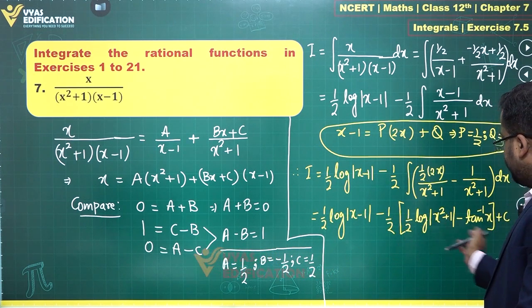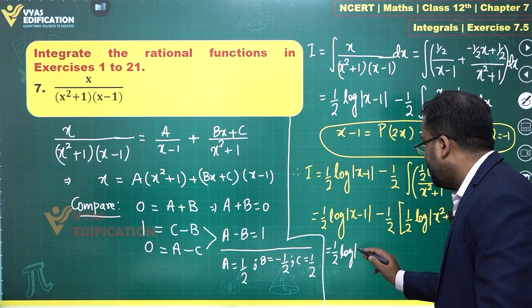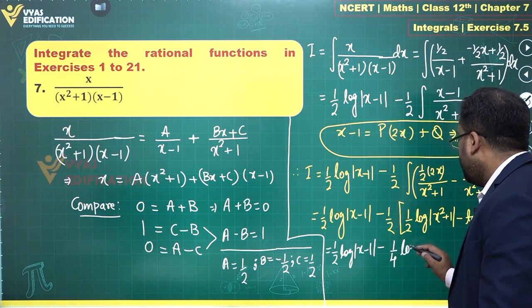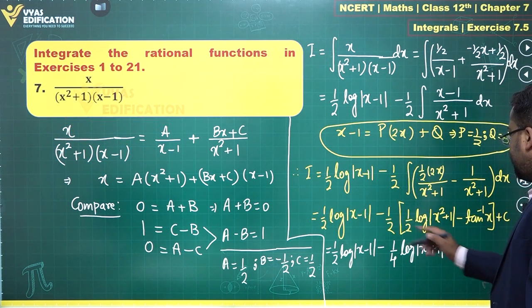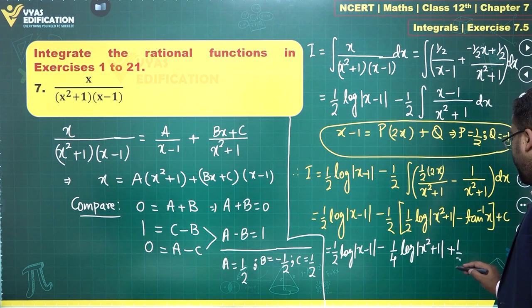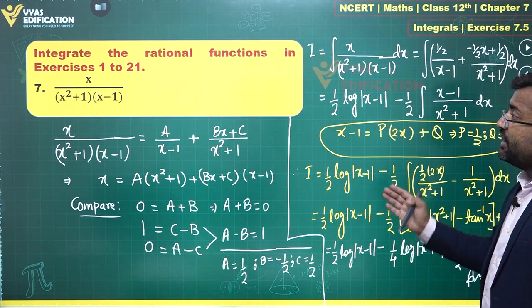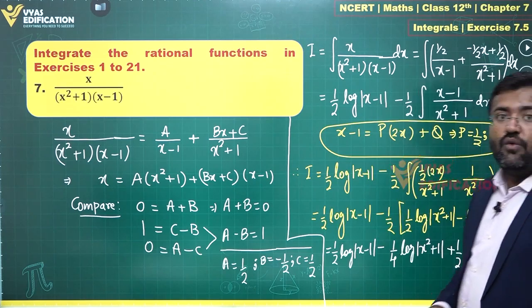Or you can just multiply this half inside and see this is half log of modulus x minus 1 minus 1 by 4 log modulus x square plus 1 minus of half into minus 1 is plus 1 by 2 tan inverse x plus constant. That is my required answer for this particular question, 7th. As you can see, the complete solution over here.